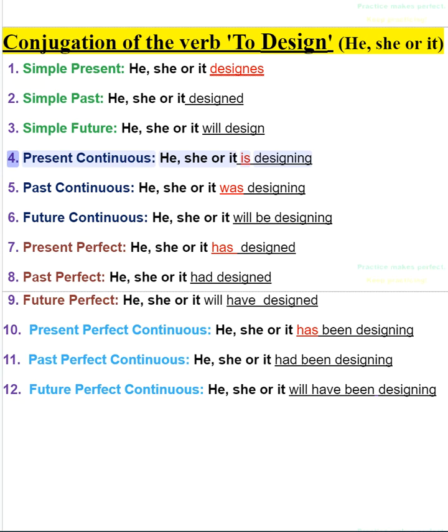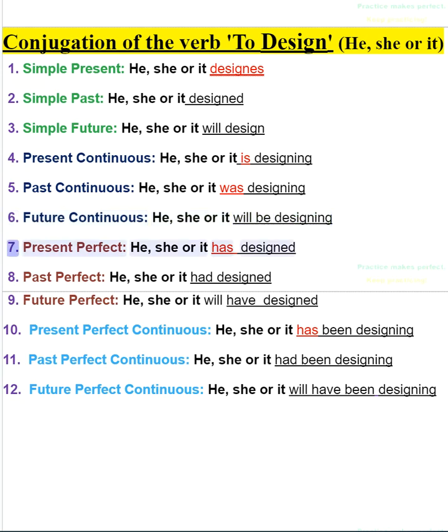4. Present continuous, he, she, or it is designing. 5. Past continuous, he, she, or it was designing. 6. Future continuous, he, she, or it will be designing.